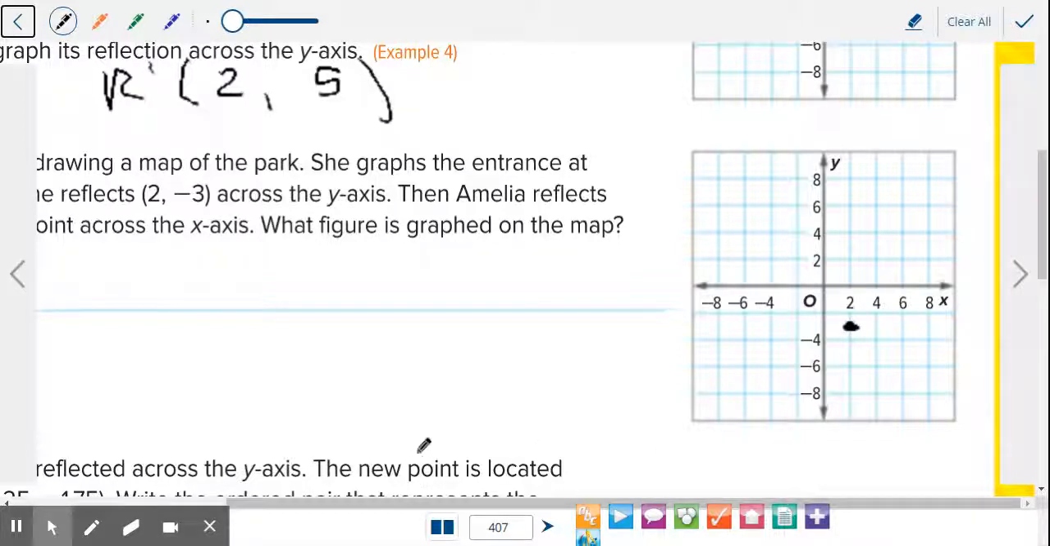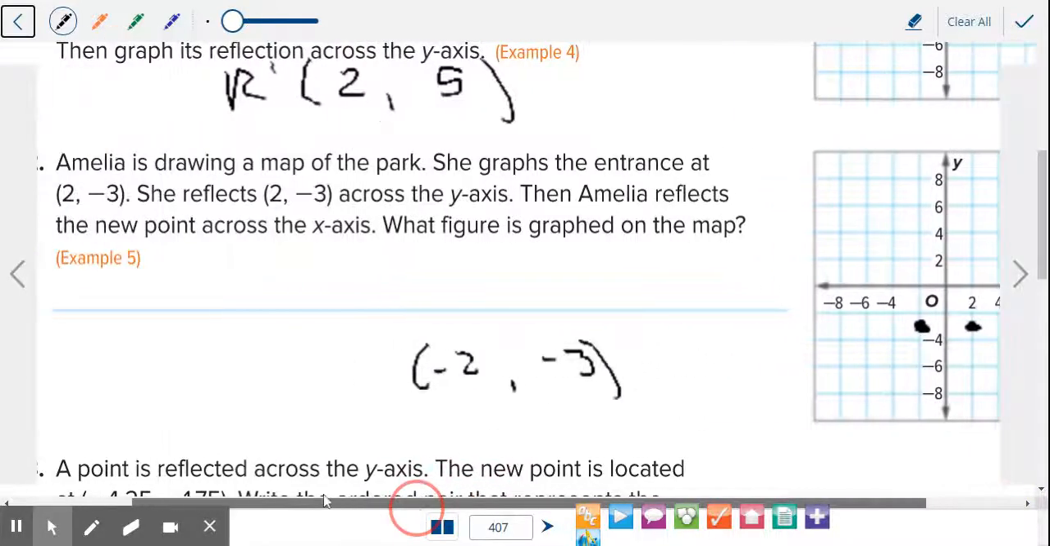All right. She then reflects that point across the y-axis. So we got to reflect it over the y. So if we're reflecting this over the y, we're literally just bringing it over here. Okay, so if we go 2 to the right, we go 2 to the left. Or if we're reflecting over the y-axis, which one do we change in the ordered pair? The x. So y stays the same, and now it becomes -2.